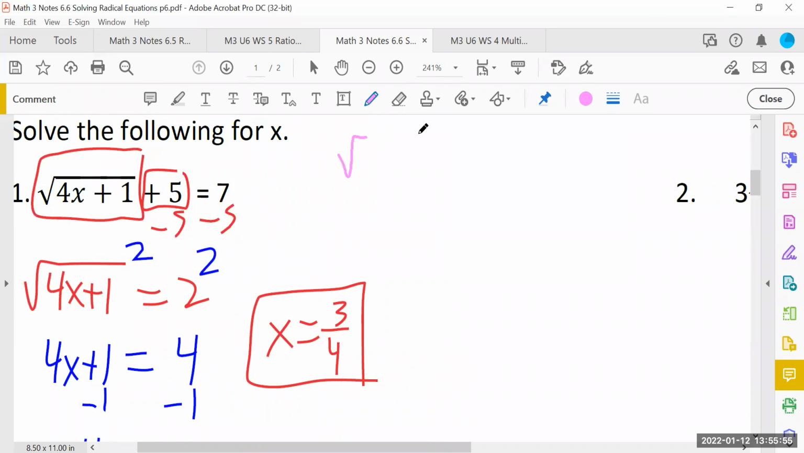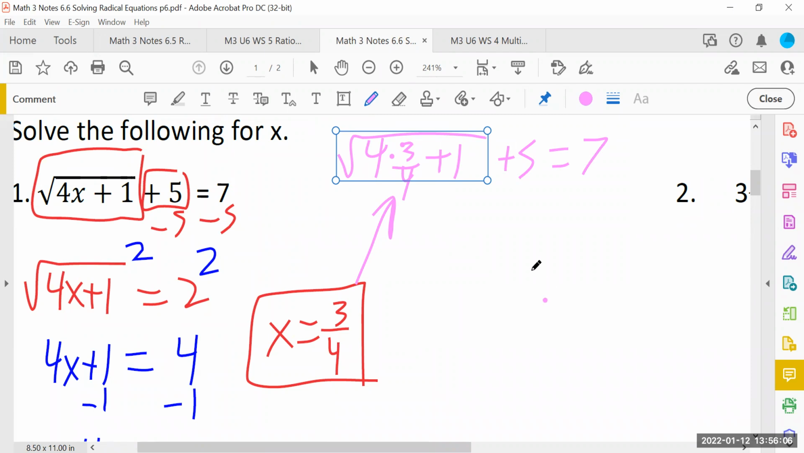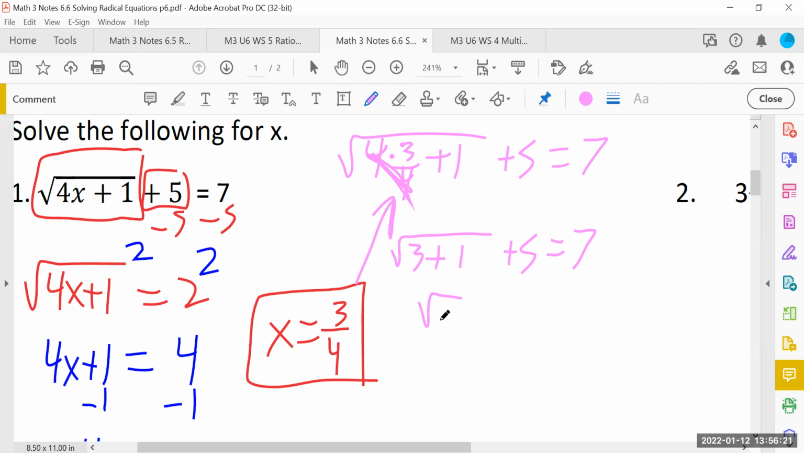When I check this, the square root of 4 times 3/4, plugging in that 3/4 right there, plus 1, plus 5 is supposed to equal 7. So 4 times 3/4, the 4's cancel out, and I get the square root of 3 plus 1 plus 5 is supposed to equal 7. The square root of 3 plus 1, that's the square root of 4.